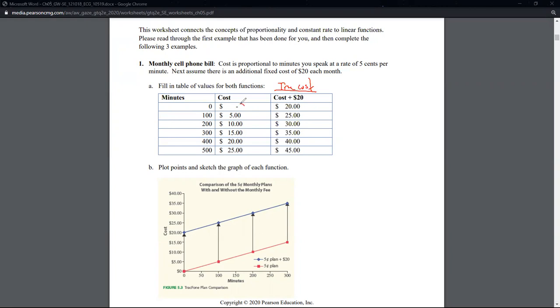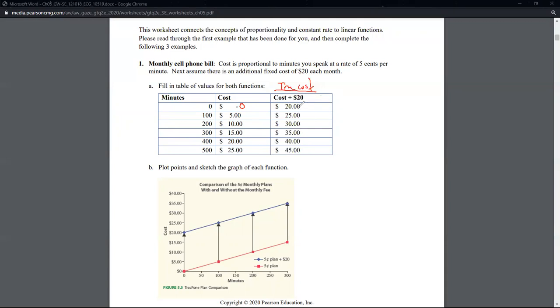So if you pay 0, that's what the dash means, $0 in your minutes, you still pay $20 for the fee. If you talk for 100 minutes, you pay $5 for your minutes, but you still pay that extra $20 for the fee, bringing your total cost up to $25. If you talk 200 minutes, your minute cost is 10 bucks, add in your fixed fees, and you got a $30 cost, et cetera.